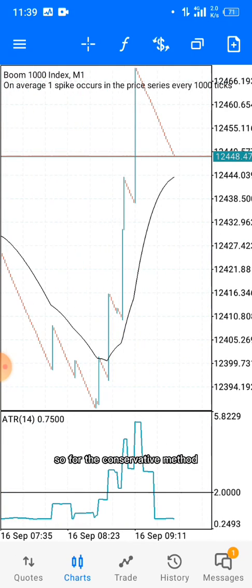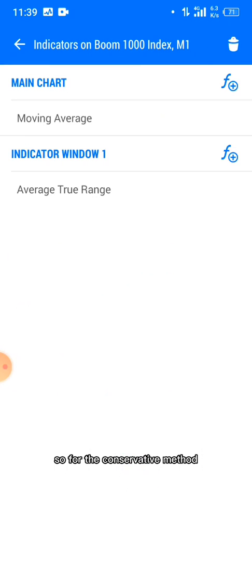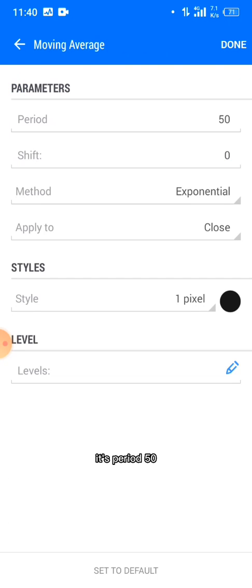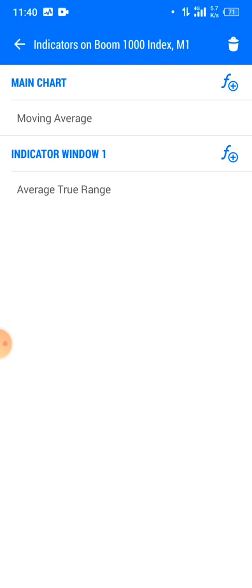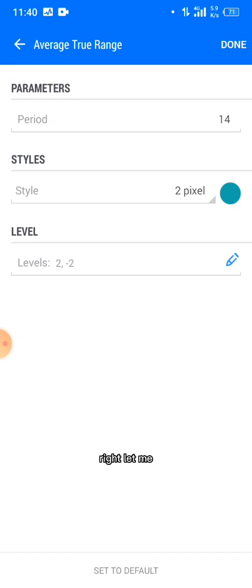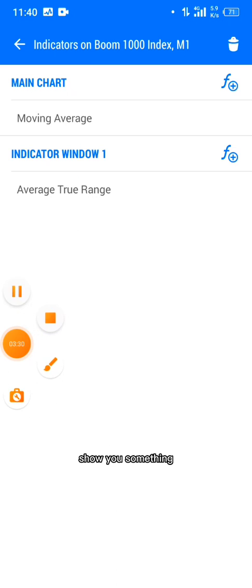For the conservative method, you are going to be needing this moving average. And for the risky entry, there's no need for a moving average. You just need the average true range, the ATR. Let me show you the settings. For the moving average, it's period 50, shift 0, method exponential, apply to close. Color, I chose black. You can choose any color of your choice. Take a screenshot.